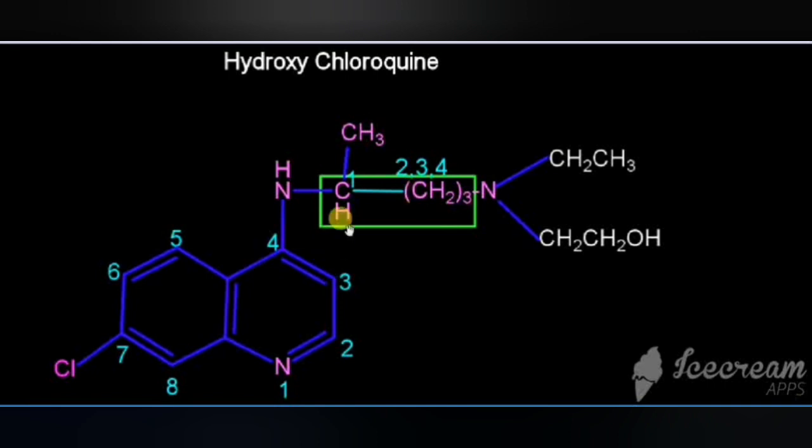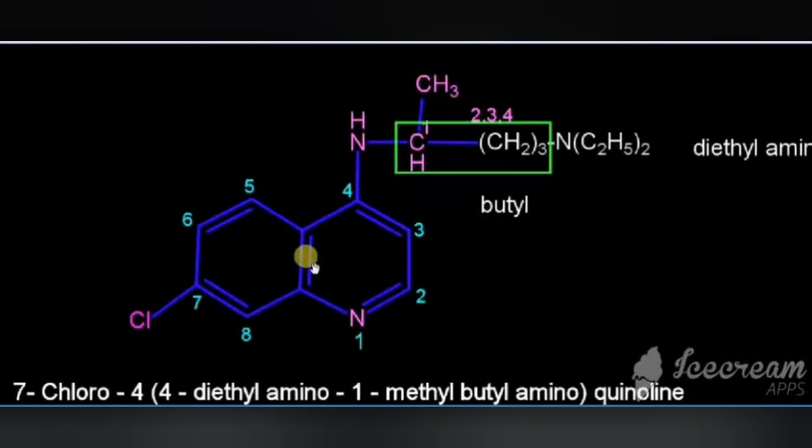Already we have known the structure for chloroquine. So this is hydroxychloroquine. From the name itself we can say there may be the addition of one hydroxy group to the chloroquine. Okay. So already we have seen, this is the structure of chloroquine.